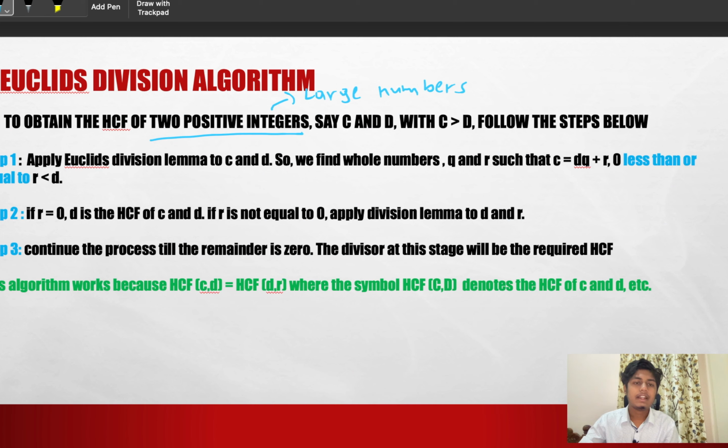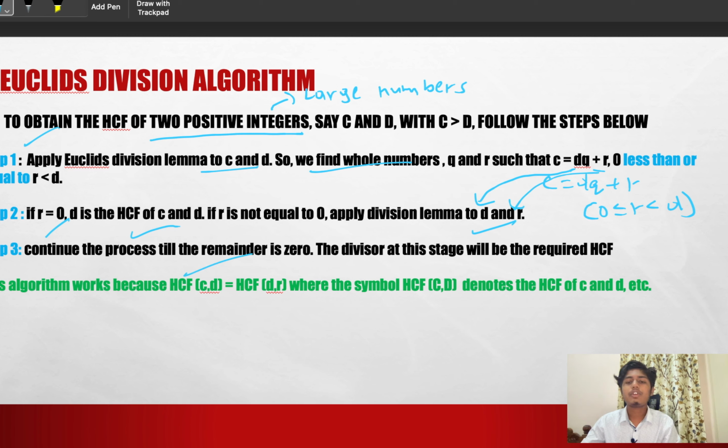So let's come back to the slide. Step 1 is apply Euclid's division lemma to C and D. So we find whole numbers Q and R such that C is equal to DQ plus R, where R ranges 0 less than or equal to R less than D. If R is equal to 0, the divisor D is the HCF of C and D. If R is not equal to 0, apply the division lemma to D and R, where the divisor is considered as dividend and the remainder as divisor. Continue the process till the remainder is 0. The divisor at that stage will be the required HCF.